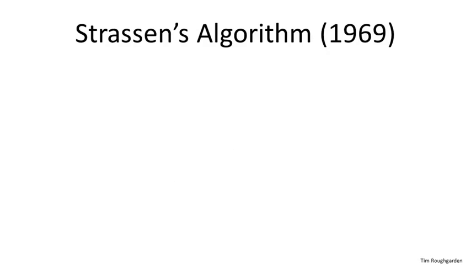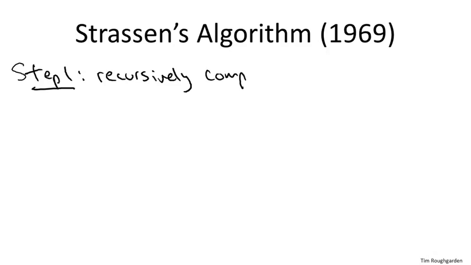So at a high level, Strassen's algorithm has 2 steps, just like the first recursive algorithm that we discussed. It recursively computes some products of smaller matrices, n over 2 by n over 2 matrices. But there's only going to be 7 of them. They will be much less straightforward. They will be much more cleverly chosen than in the first recursive algorithm.